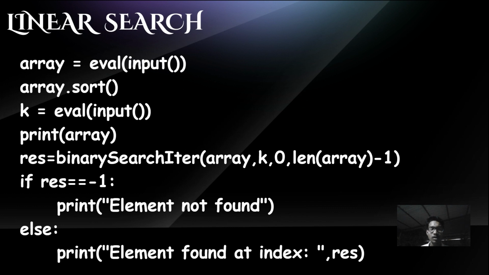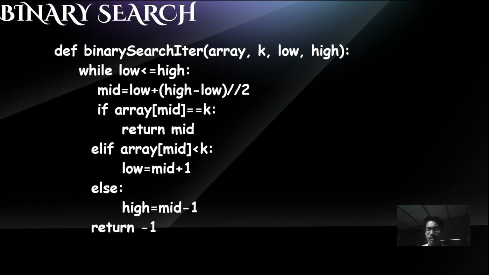Let's go to binary search. The function binary search searches for an element k in a sorted array. It starts with the search space defined by the low and high indices. In each iteration, it calculates the middle index of the search space and compares the element at that index with k. If the element is found, it returns its index.